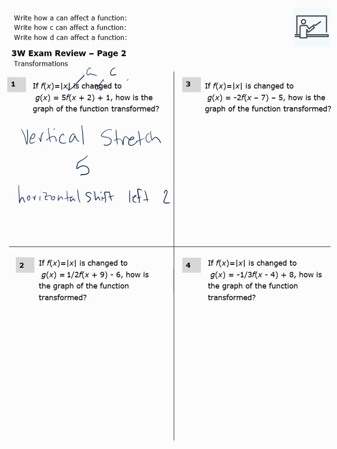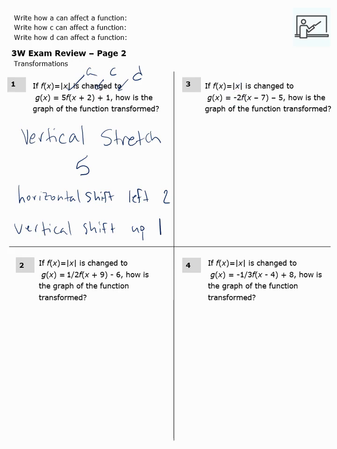Last but not least, we're going to look here after our function. Remember, this is now no longer inside the function, so things are allowed to make sense again. And we're going to have a vertical shift up 1. Okay, the same process applies even if we have a negative number out in front.